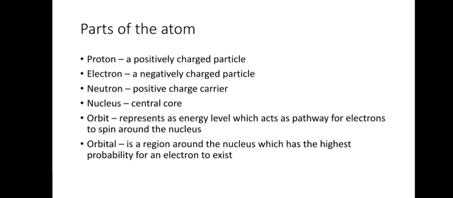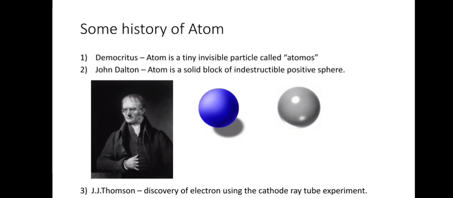Let's go to some history of the atom. At first, we have Democritus. He says that an atom is a tiny invisible particle called atomos. And we have John Dalton, who says that an atom is a solid block of indestructible positive sphere.